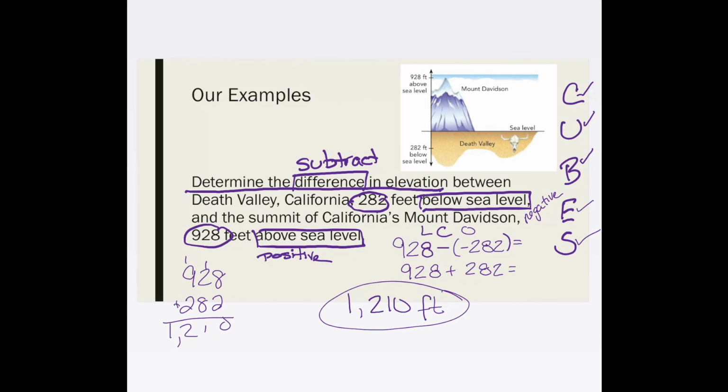So sometimes these kinds of questions trick us because we see difference and our brains are kind of conditioned to think, well, if I'm finding the difference, my answer is going to be smaller than either of the numbers I start with. But because the difference is talking about something that's above sea level and something that's below sea level, it's actually going to be greater than either of them because we're combining those two. So if I was climbing up from the bottom of Death Valley all the way up to the top of Mount Davidson, I'd be climbing 1,210 feet. Pretty cool stuff.